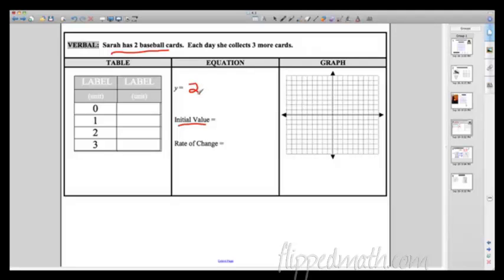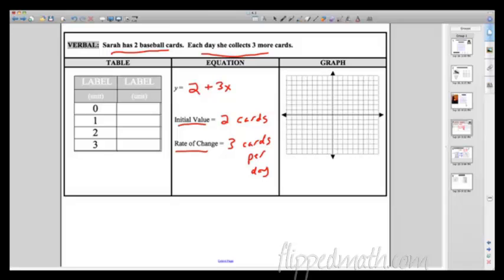So she has 2 cards. Then what's happening? That's her initial value. She starts with 2 cards. Then we've got some kind of rate of change. What is changing? What is adding or subtracting? Well, every day she gets 3 more cards. So I'm going to say she has 2 cards plus every day she gets 3 more cards. So it would be 3 cards every day, x. So really the rate of change in this case would be 3 cards per day.